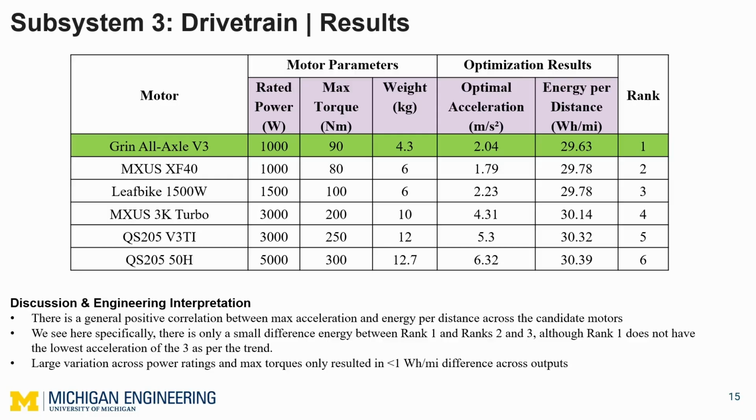The results of our optimization show that our rank 1 motor is the Grin All-Axle V3 with an energy per distance of 29.63 watt-hours per mile. What we can see here is that there's a general positive correlation between the optimal acceleration and the energy per distance across the candidate motors. However, although there is a large variation across the power ratings and max torque, this didn't necessarily result in a large differentiation in the energy per distance, with only a 1 watt-hour per mile difference across all of the outputs. We can also see that although the Grin All-Axle is our rank 1 motor, it does not necessarily have the lowest optimal acceleration.